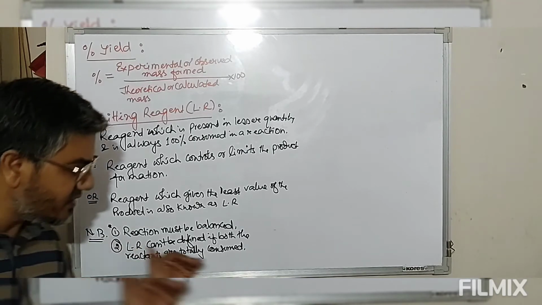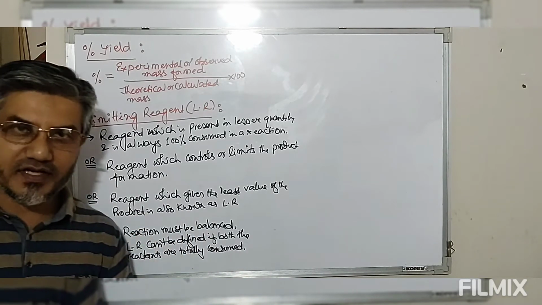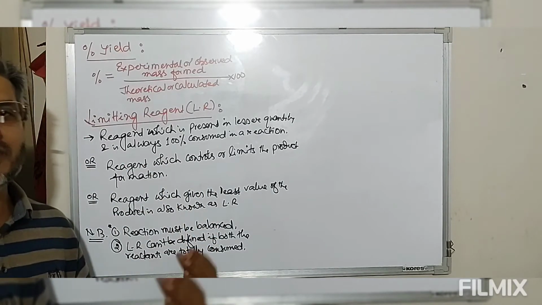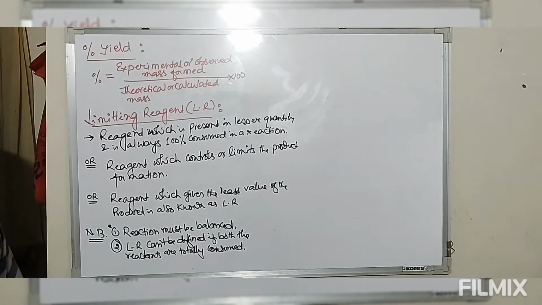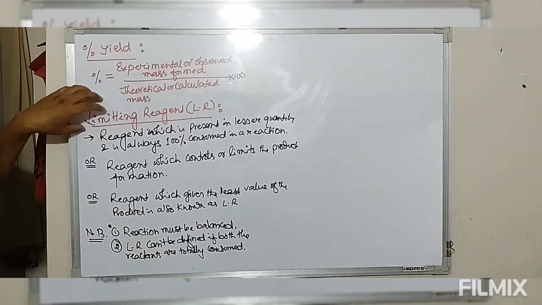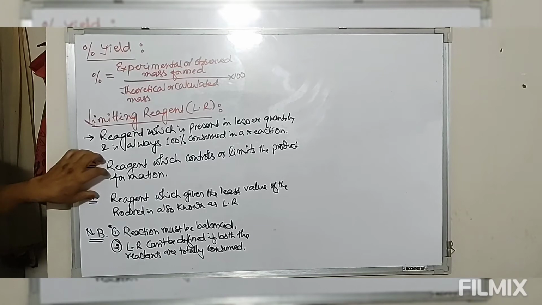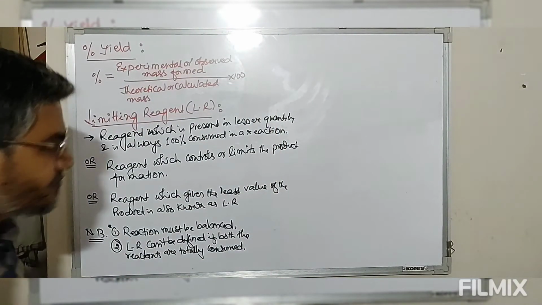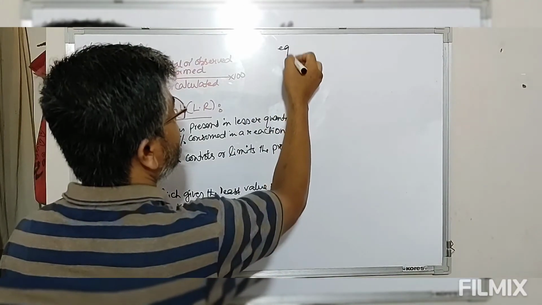So to define this limiting reagent, one of the reactants must be present in excess quantity and the other must be present in lesser quantity. So once we have this, we can easily define this limiting reagent. Now this definition will be clear if I give you an example. So let's take this example.